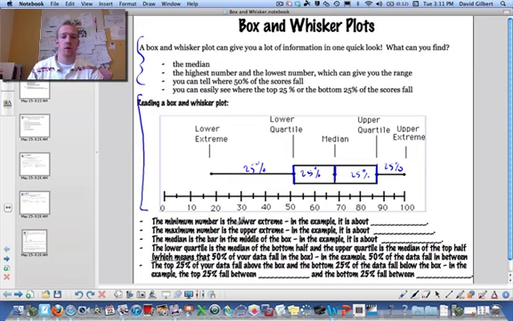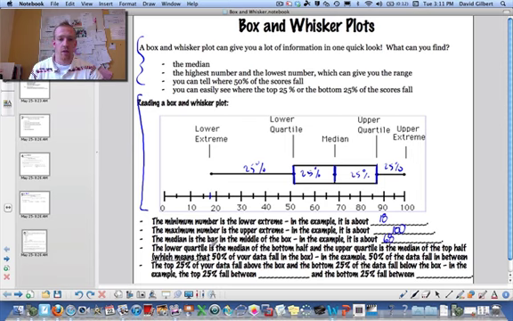Alright, so the minimum number is the lower extreme. In this example, it looks like it's about an 18. The maximum number is the upper extreme. In this example, it looks like it's 100. Alright, the median is the bar in the middle, and that's a little less than 70. It looks like it'd be about 68.